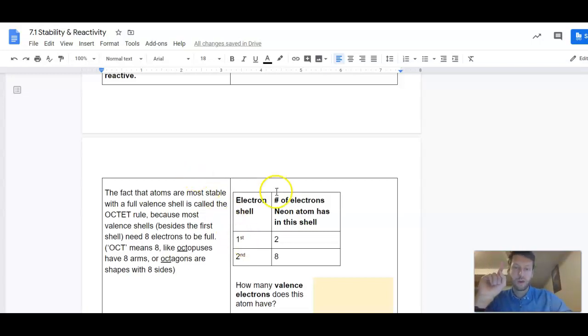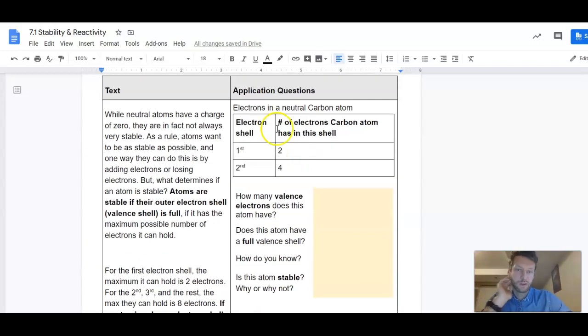Now, when we looked at carbon here, carbon has 2 electron shells, has 6 total electrons, so 2 fit into the first shell, and then there's 4 left over, which fit into the second shell. So carbon does not have a full valence shell. The second shell fits 8, but there's only 4 in the second electron shell. Therefore, the atom is not stable. We could also say the atom is reactive.